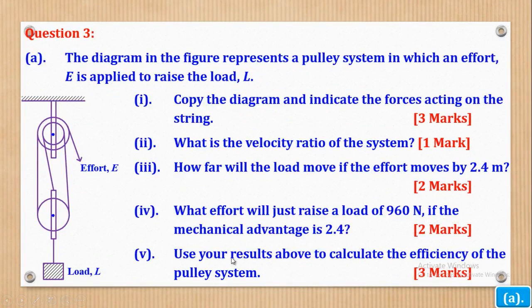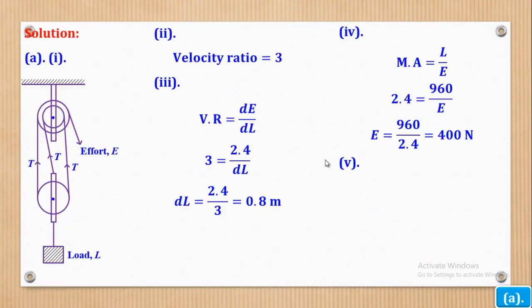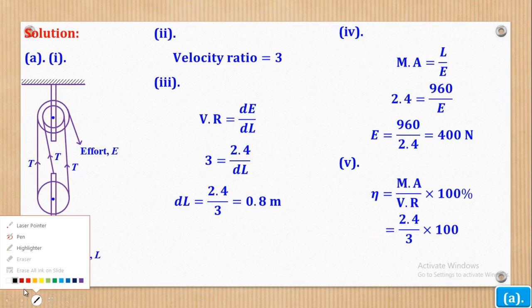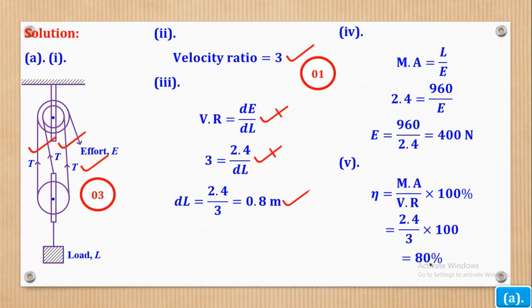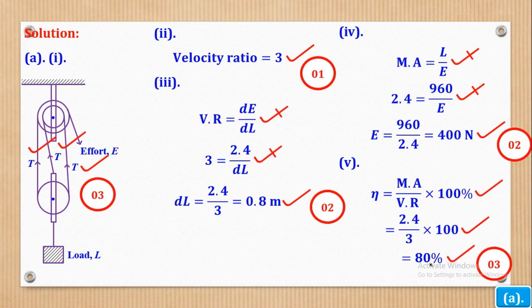Roman 5 says, use your results above to calculate the efficiency of the pulley system. So we know the mechanical advantage, you also know the velocity ratio, so you can substitute and get the efficiency as 80%. So that is how marks would be awarded. So now we shall go to part B, Roman 1.